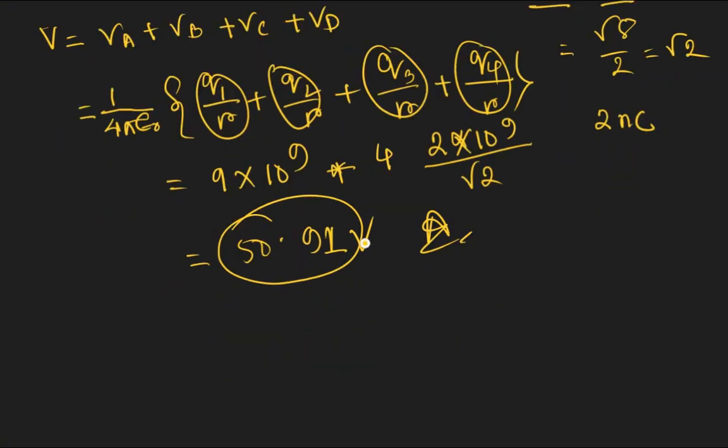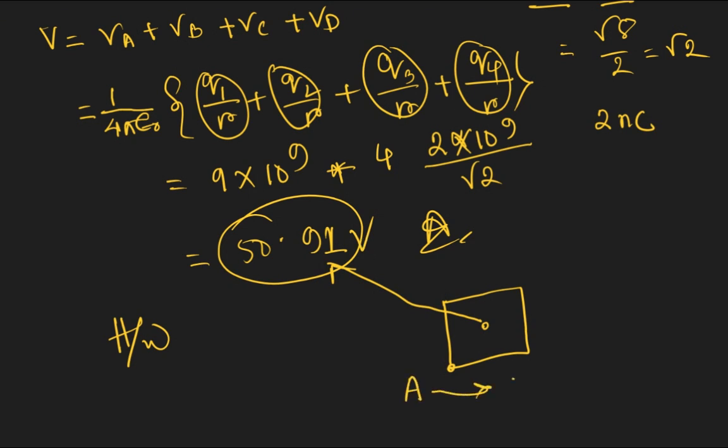Here I have a homework for you. So this is the square we have solved. At the center, the total potential is this much. I have a question. Let's say at a corner, at this corner A, what is the potential VA? Please comment in this section. Thank you.